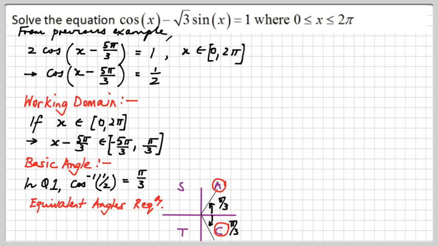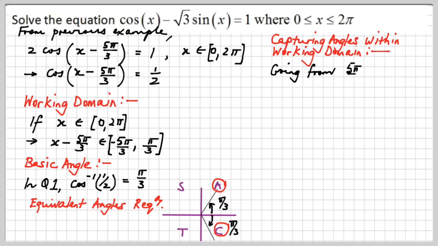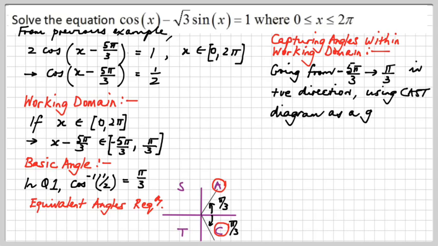Okay. So now the plot thickens. Capturing the angles within the working domain. Okay, that's why I worked out the working domain in the first place. Now, we've got to go from minus 5 pi on 3 to pi on 3 in the positive direction. Well, we don't necessarily have to go in the positive direction.